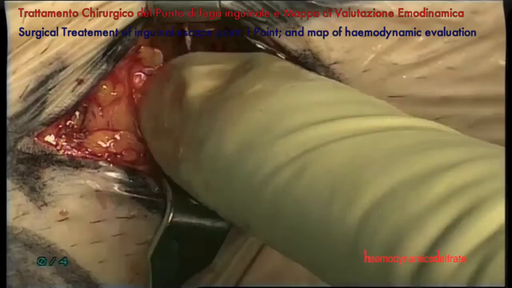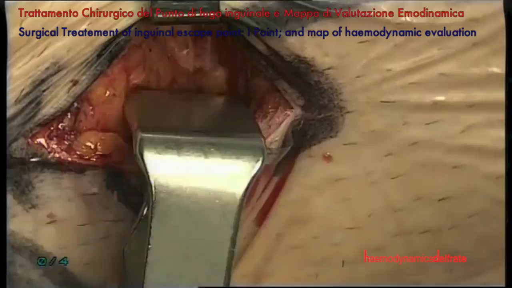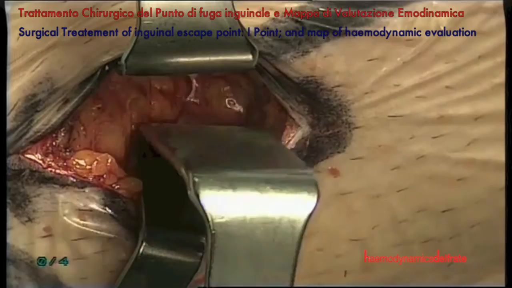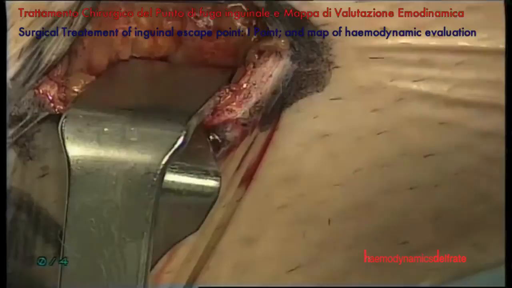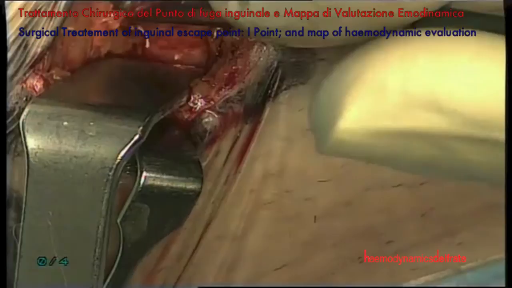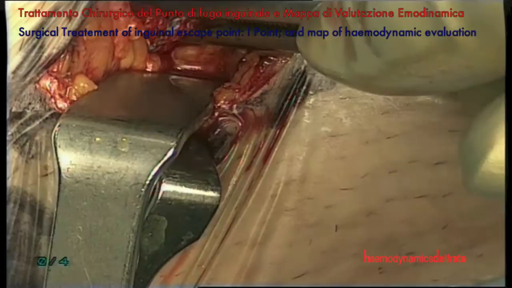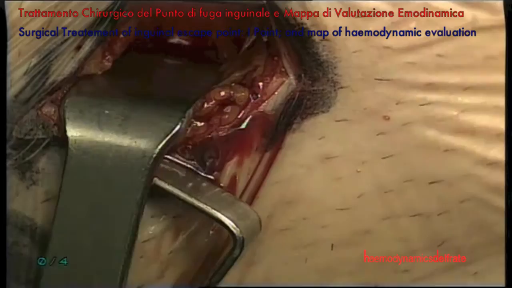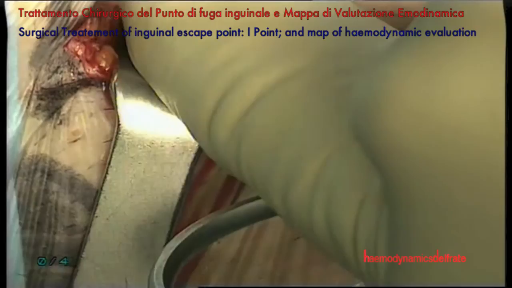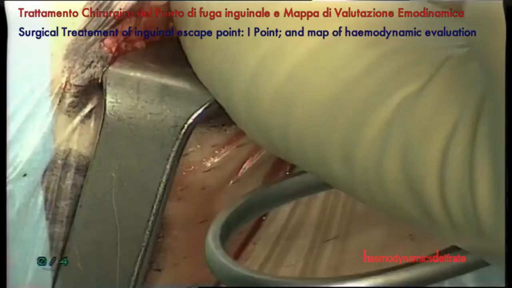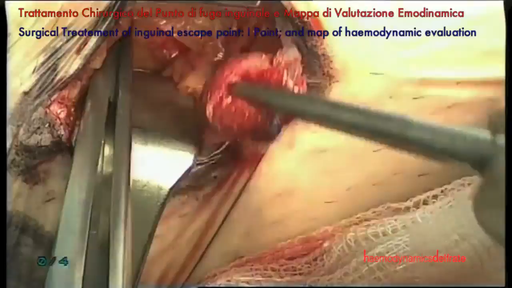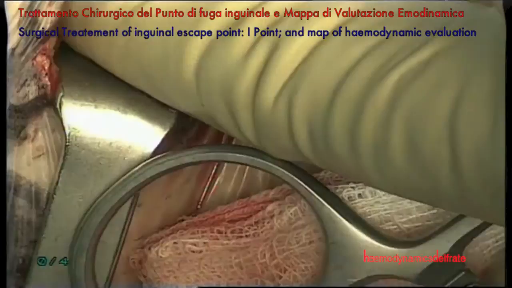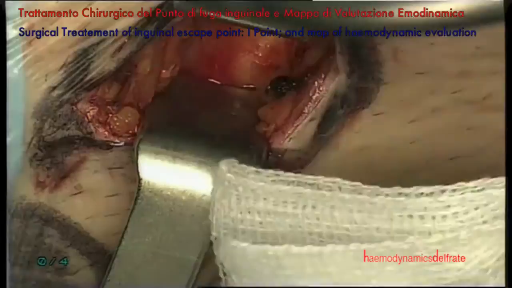In this case, it is advisable to proceed with the dissection directly on the muscular fascia of the external oblique muscle. You need to reposition so as not to fall inside the cavernoma. If we consider the size of 9.8 millimeters of the venous plexus of the round ligament, this might create some problems.